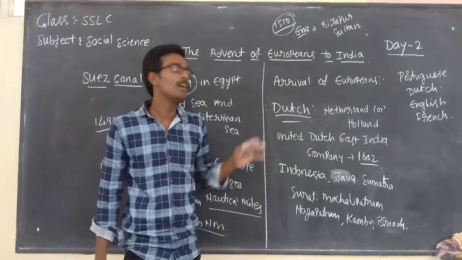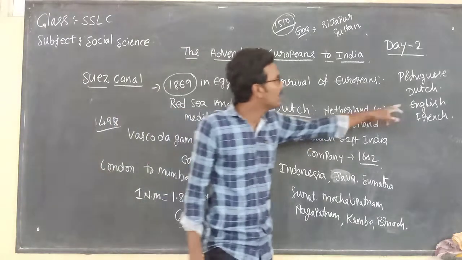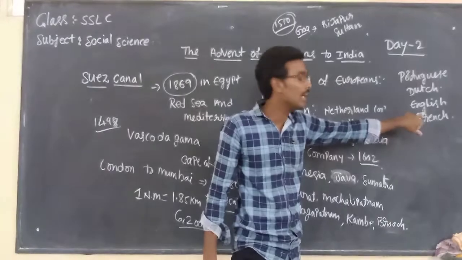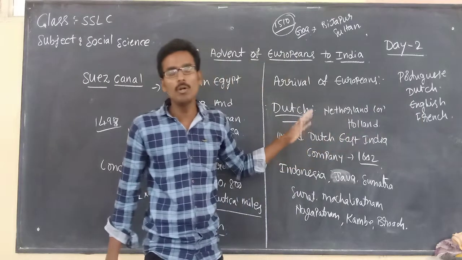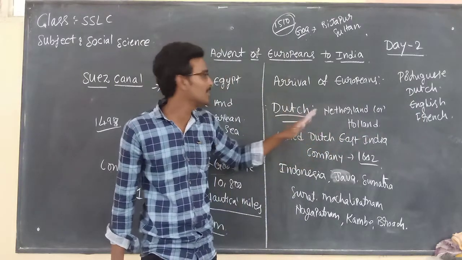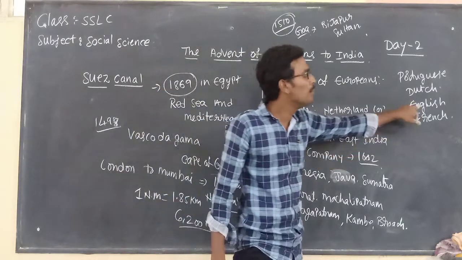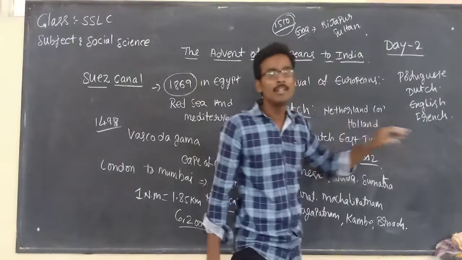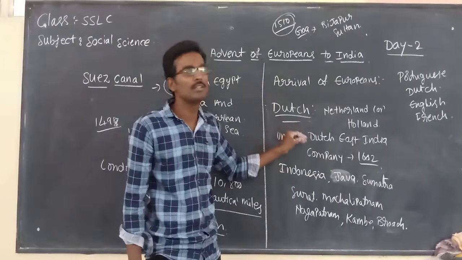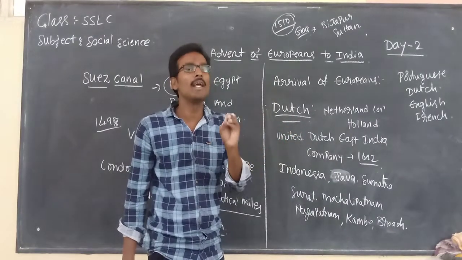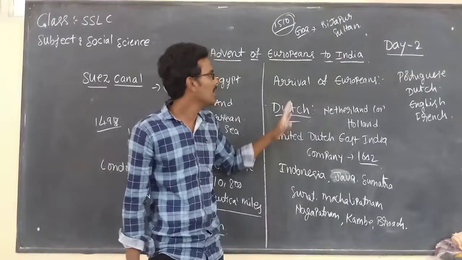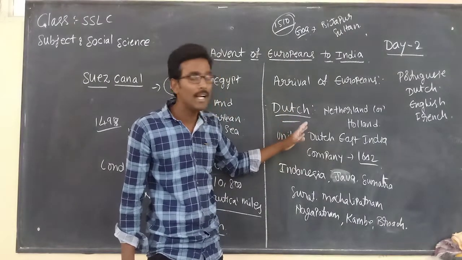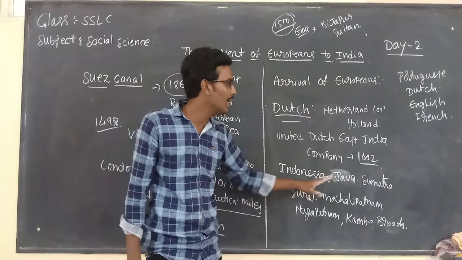With the arrival of the English and French, the Dutch were unable to face competition from the British as well as the French. That is the reason the Dutch vacated India early. So we can say that their trade was limited to only the islands.